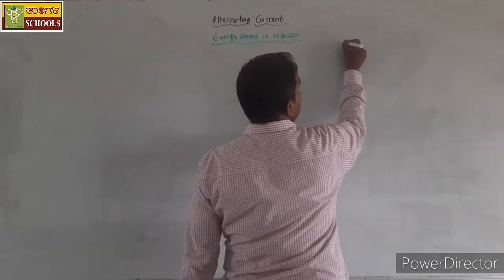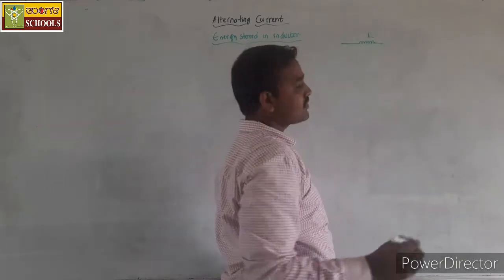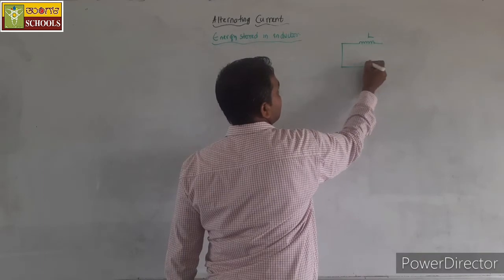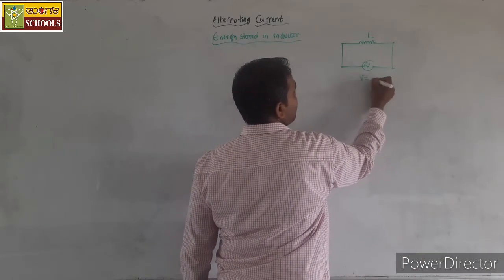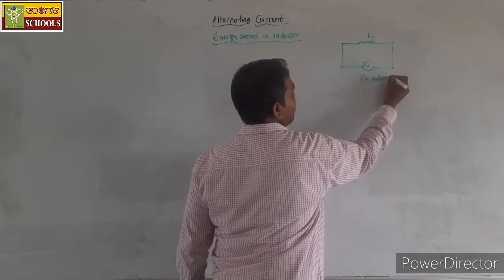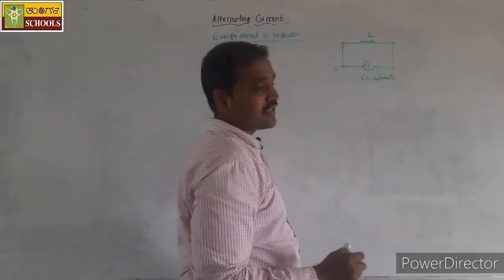Next we shall derive the expression for the energy stored in an inductor. Let us consider a pure inductor circuit. Let L be the inductance of the inductor. Let this inductor be connected to an alternating source of voltage V equal to V naught sin omega t. Let I be the current flowing through the circuit.